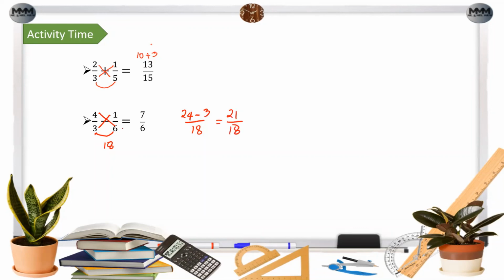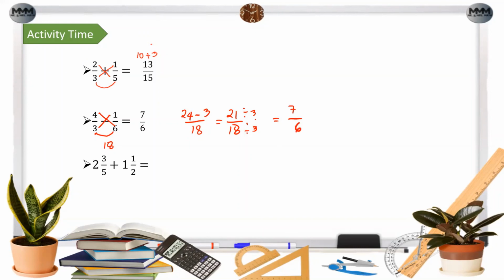Now take note, we have a common number to our two denominators. So common is 3 because this is 3 times 2. So we divide both parts here by 3. So this is 21 divided by 3 is 7 over 6. So that's why we have 7 over 6.